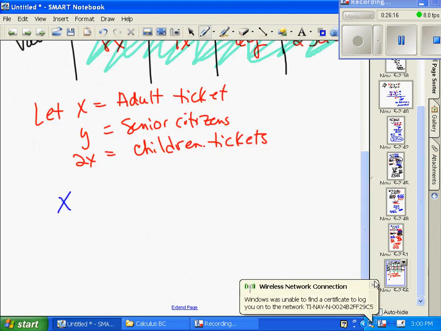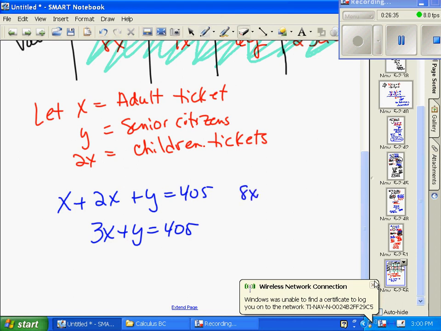I write x plus 2x plus y equal to 405. And I'm going to simplify that down to 3x plus y equal to 405. And then my other equation would be 8x plus 9x plus 6y equal to 2320. Let's combine that to be 17x plus 6y equal to 2320.